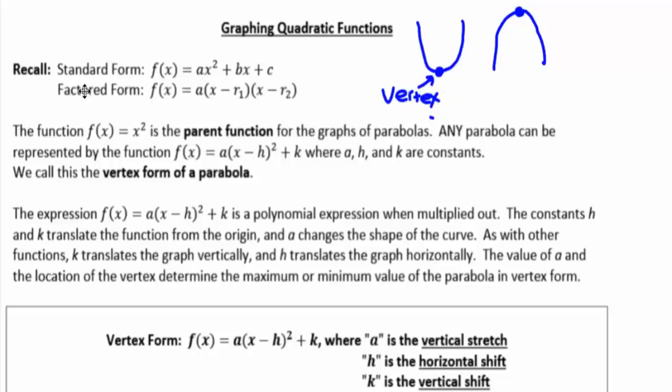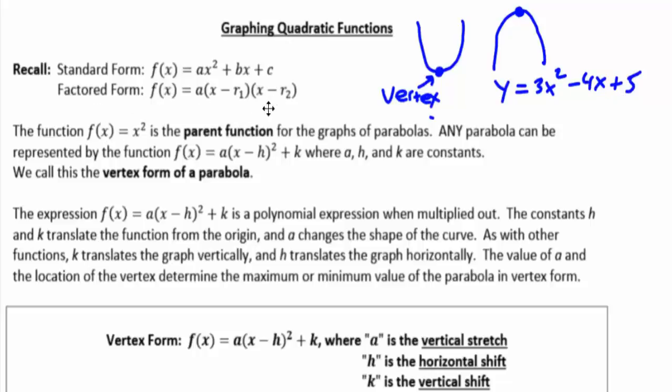Now, recall standard form of a parabola. F of x equals, we're going to do all functions, ax squared plus bx plus c. So when you see this form, the x is squared, and then the x squared could be multiplied by an a, and then the x can be multiplied by b, and then there's some constant number. That's standard form. An example of standard form would be like y equals 3x squared minus 4x plus 5, right?